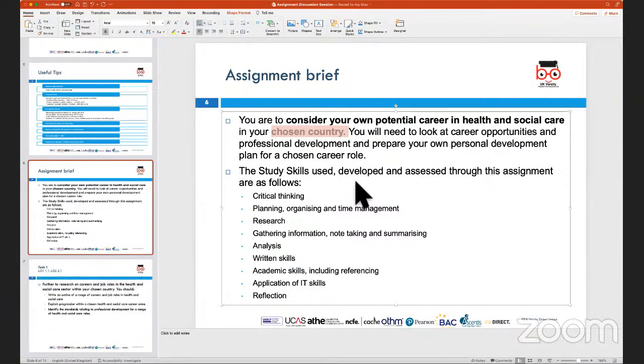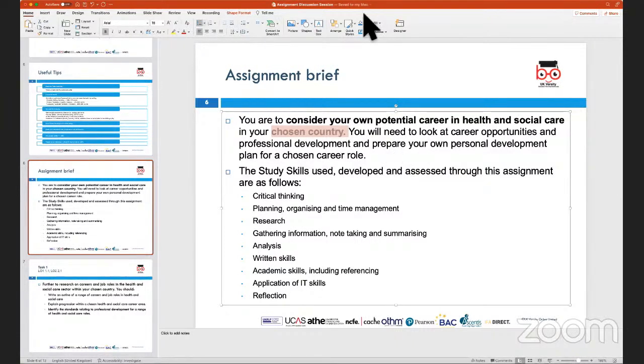And looking at that, you would need to look at career opportunities for professional development, and then look at how you would prepare yourself to take up that chosen role. Now, with that in mind, so there is a context to it, I can't just go about doing this assignment without having a career or a role in mind, that this is what I want to do in the health and social care sector. If I don't have that, I will find it difficult to do the assignment.